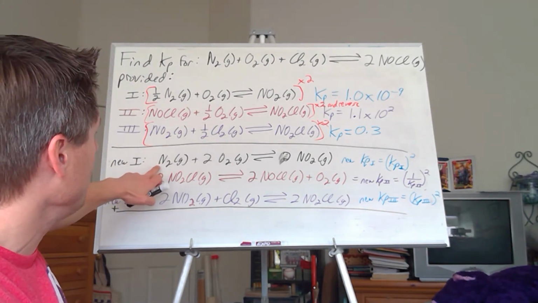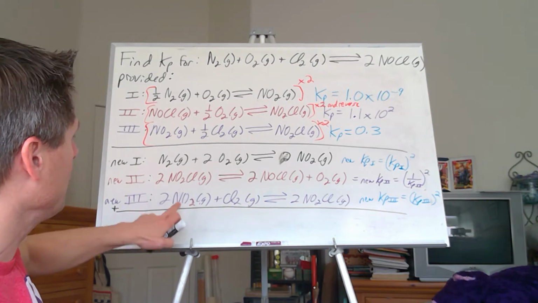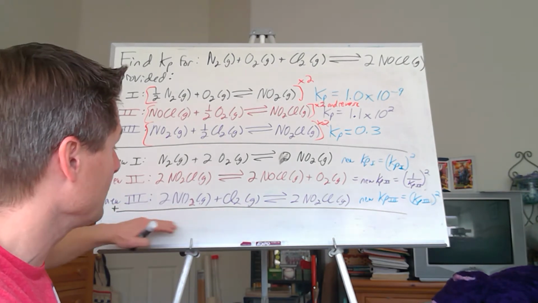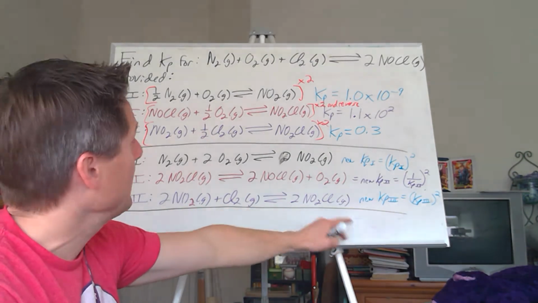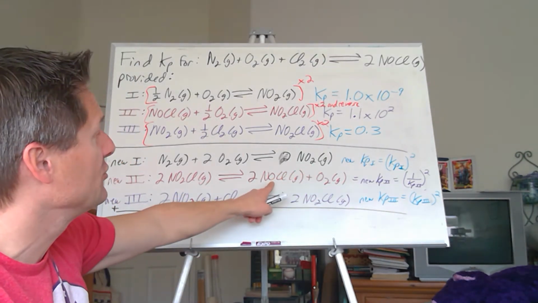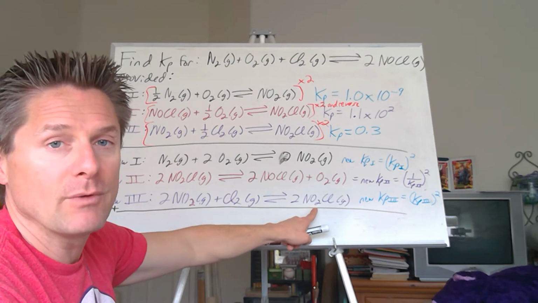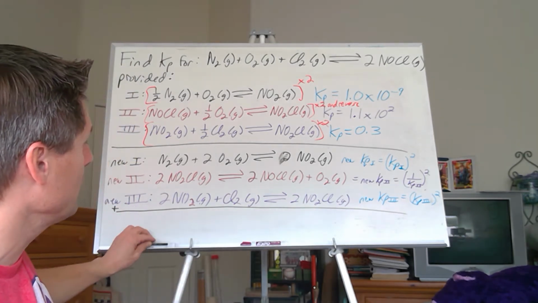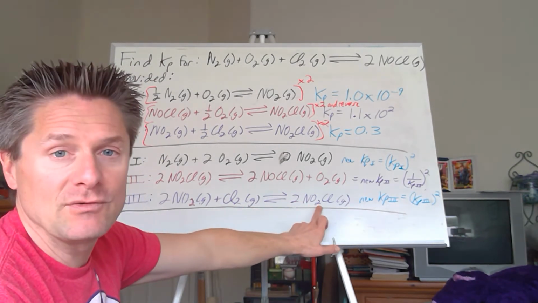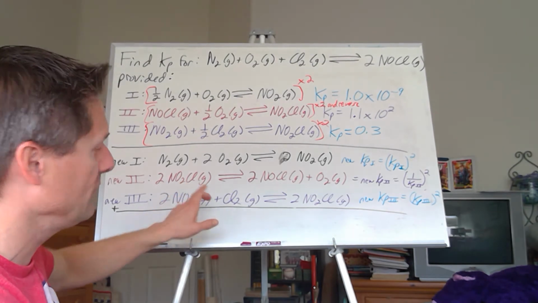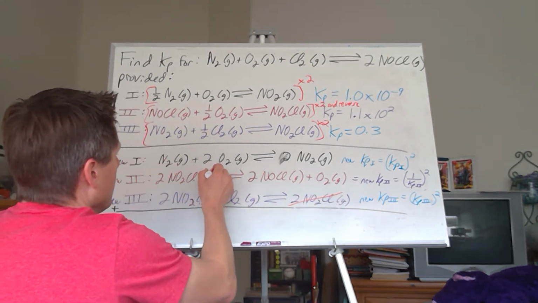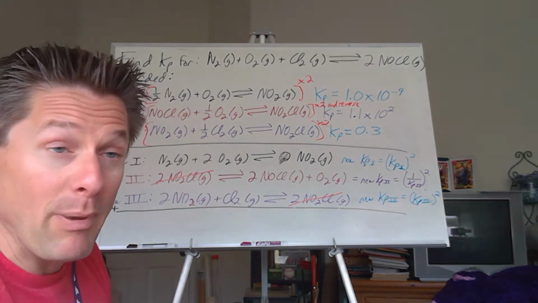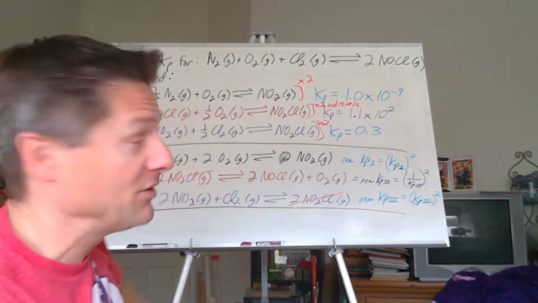I have nitrogen on this side, 2 oxygens, 2 NO2Cl, 2 NO2, and Cl2. So I can write all those on this side. On this side, I'm going to have my 2 NO2, my 2 NOCl, my oxygen, and my 2 NO2Cl. Now hopefully you can see the 2 NO2Cl on this side and the 2 NO2Cl on that side? Those are going to cancel out. Those go bye-bye, which is good because they're not in my original equation.